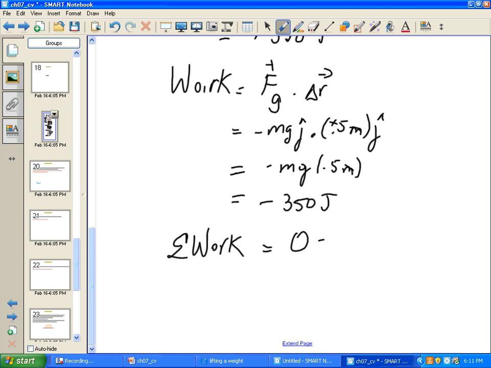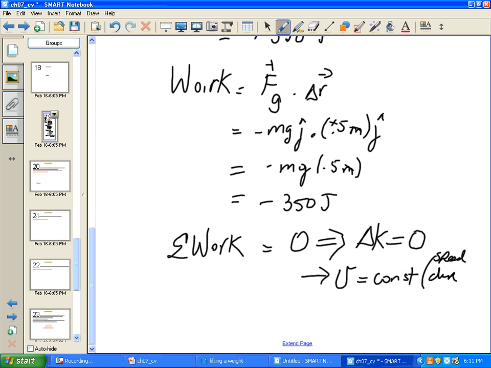And by the work kinetic energy theorem, this implies that there should be no change in the kinetic energy of the barbell, which means that v is constant both in speed and direction. So the speed portion and the direction portion. In other words, this barbell is being lifted upward at constant speed.